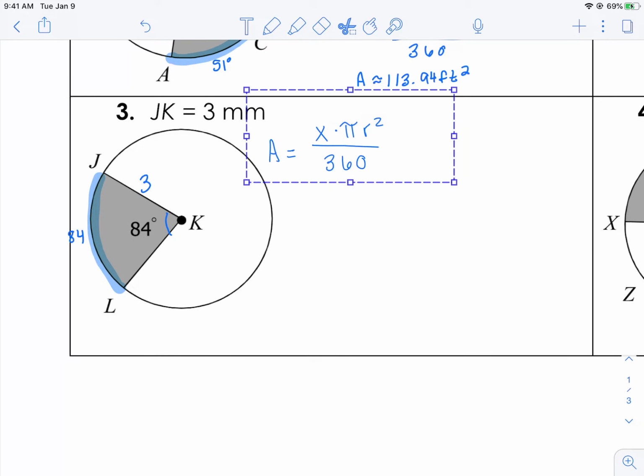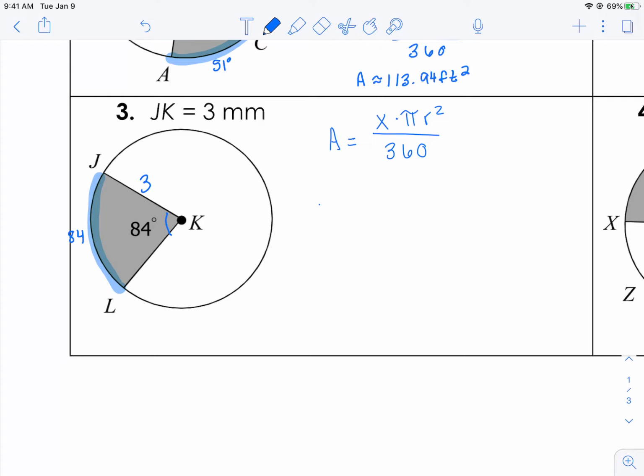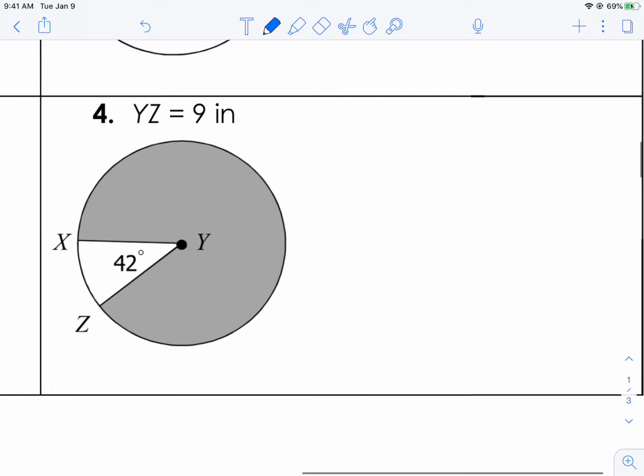Okay, I'm going to plug it into my formula. So 84 times pi times r squared over 360. And I get 6.6 millimeters squared. Okay. Number four, so they tell me YZ is 9. Okay, now here's the thing. I want to find the shaded area.